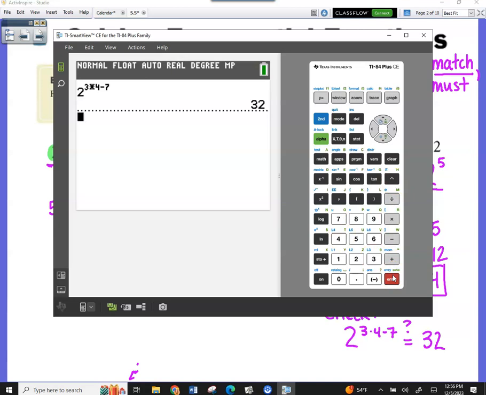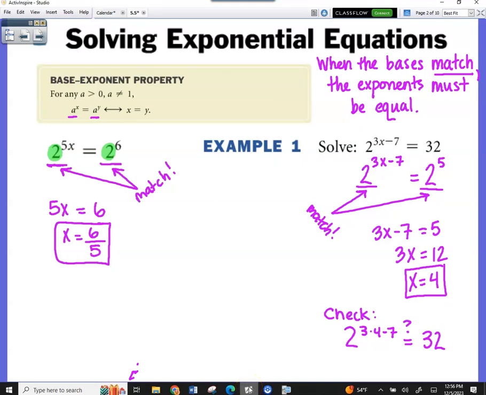It does not take long to check that, and I encourage you to do that because 1, it builds procedural fluency, and then 2, it also gives you that boost of confidence as you go to the next problem.